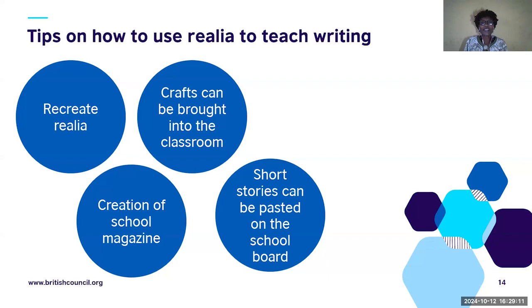Then we can also create a school magazine through realia. When we take our students out on short trips, we can ask them to write something about it. Through this, the teacher can compile such stories and use them to create a school magazine with pictures. They can be as simple as a black and white magazine. It doesn't have to be colored, but we can also make use of an Android phone to take pictures of those things that our students are writing about.